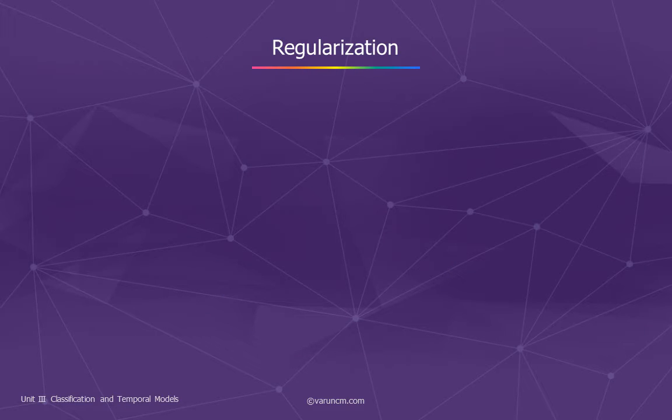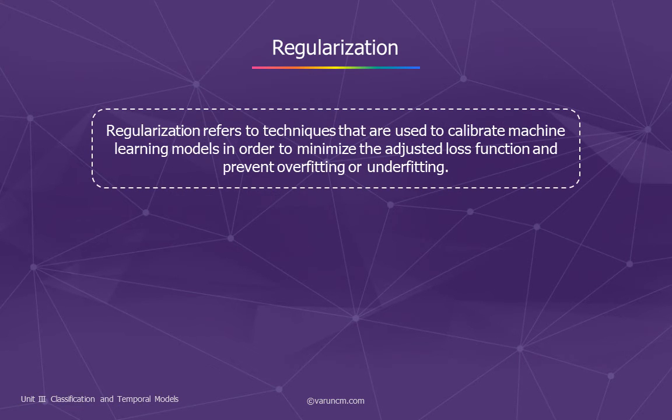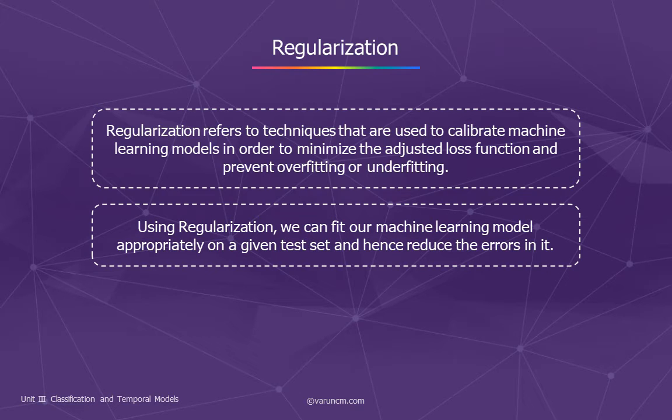And coming back to regularization, as we have already seen, it is the technique that is used to calibrate machine learning models to minimize the adjusted loss function and prevent overfitting or underfitting. So this is the major objective of regularization. Using regularization, we can fit the machine learning model appropriately on the given test, and we can reduce the errors that can occur in the model.